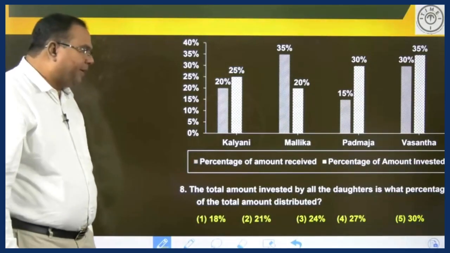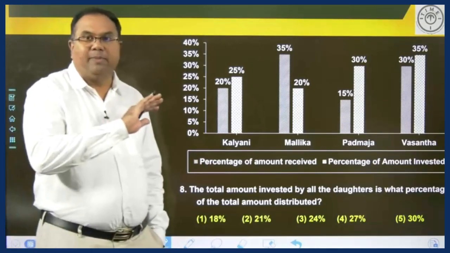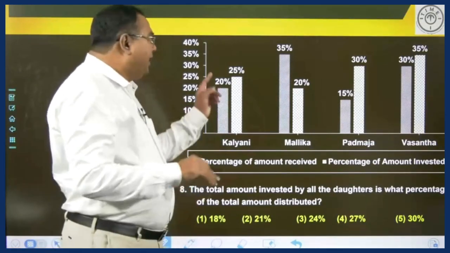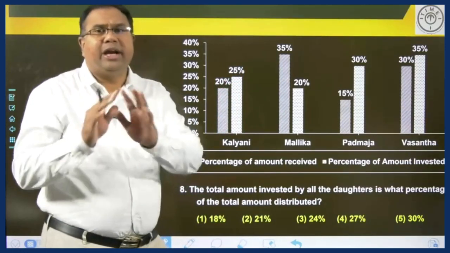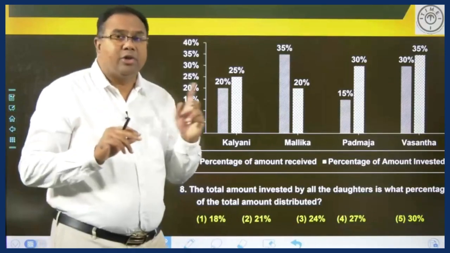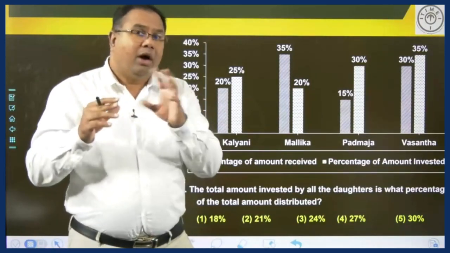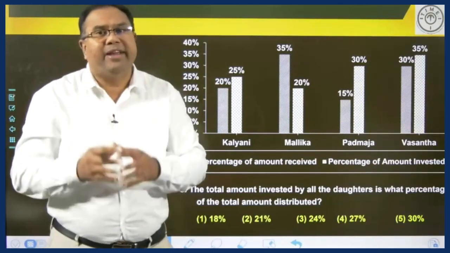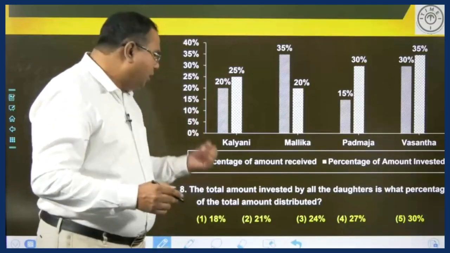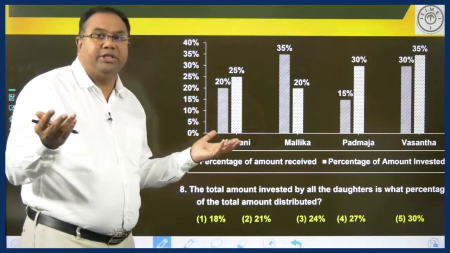Total amount invested by all the daughters is what percentage of the total amount distributed? Please don't waste your time finding out the amounts here and dividing by the total amount 1,80,000 into 100, it is utter waste of time. See how I am approaching all the previous questions also. If you try to find out the value of each of these, it will become very lengthy, and it is not required.